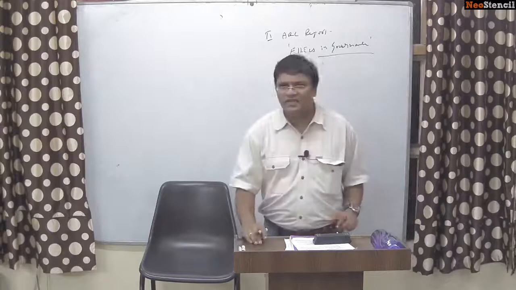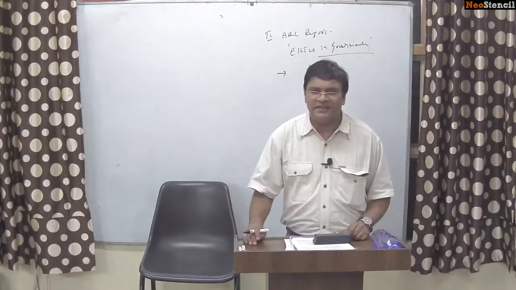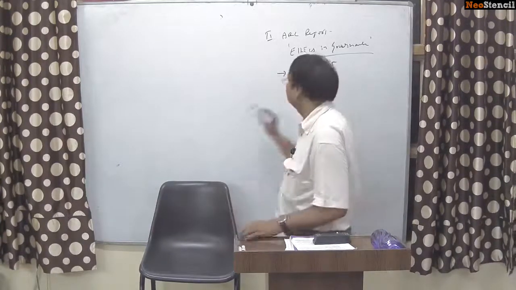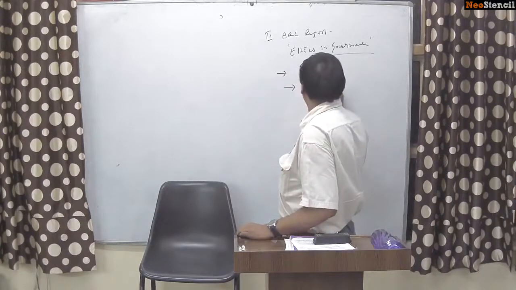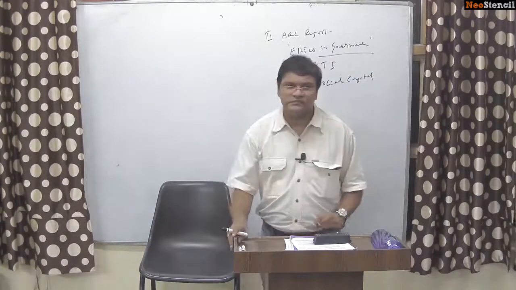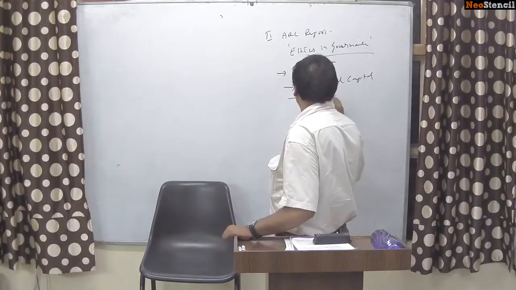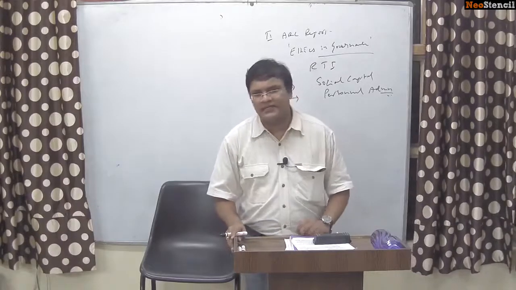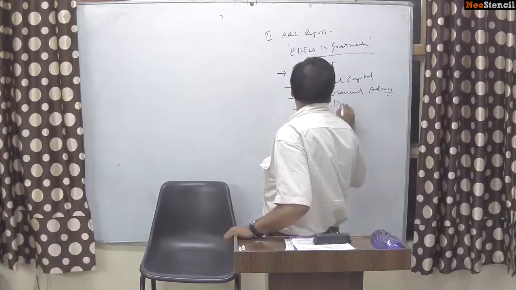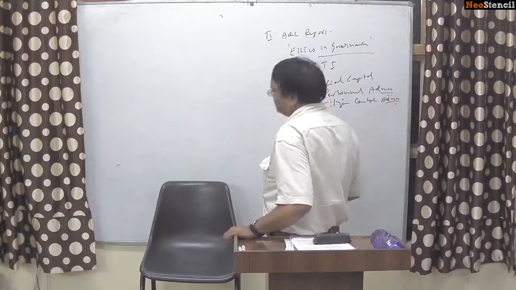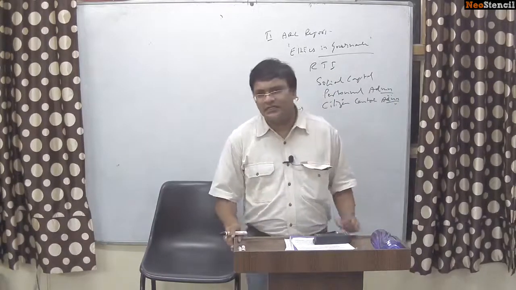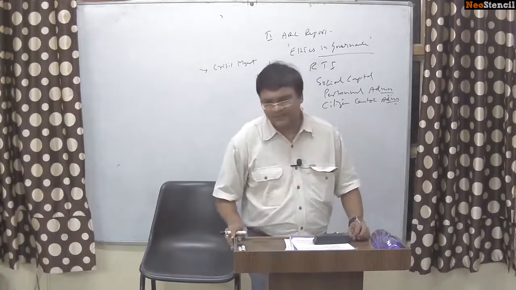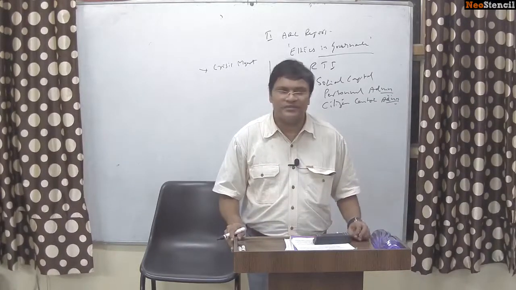Then what are the other things? Next, you must go through other second ERC reports also for various topics of your ethics. Second ERC report on RTI, right to information. Then second ERC report on social capital, another report. Next, 10th report of second ERC on personnel administration, civil services. Next, another report, citizen-centric administration. Next, another report, crisis management, disaster management. These are the reports which you must be going through.